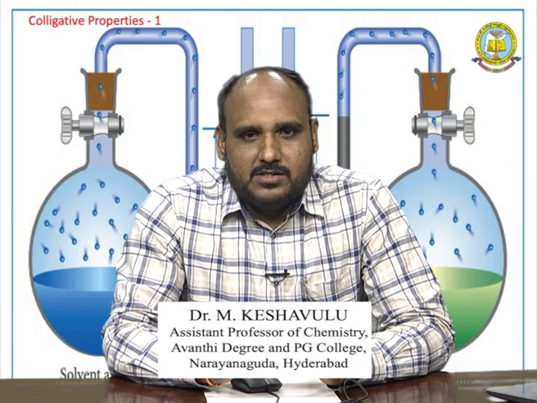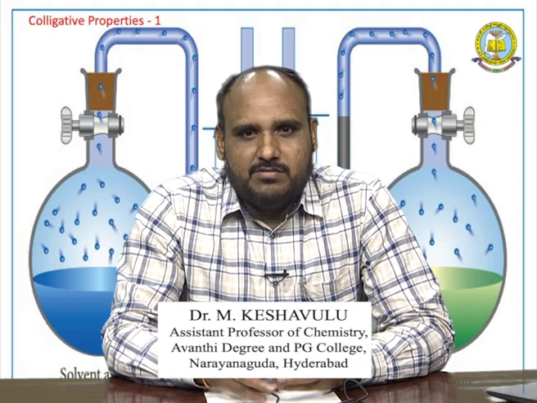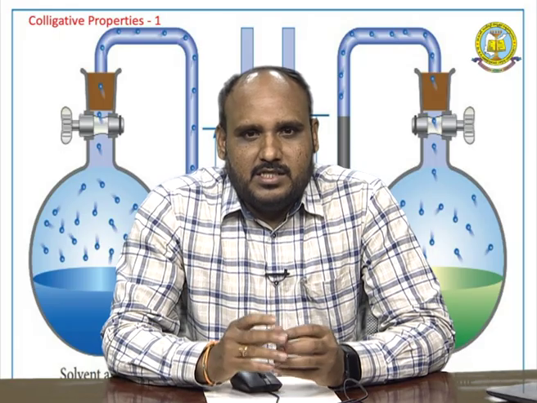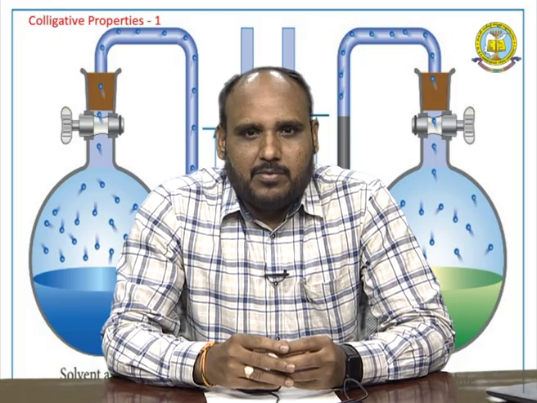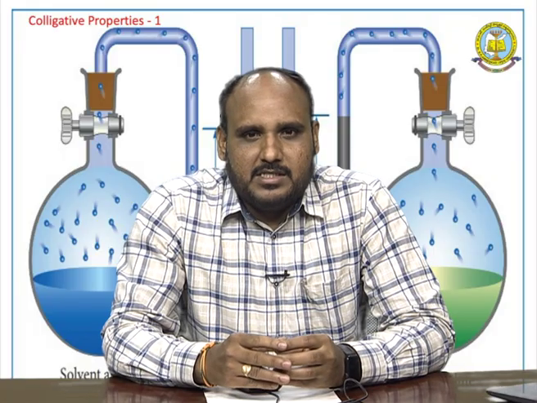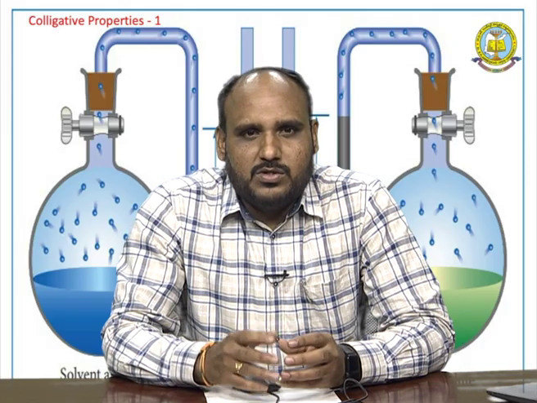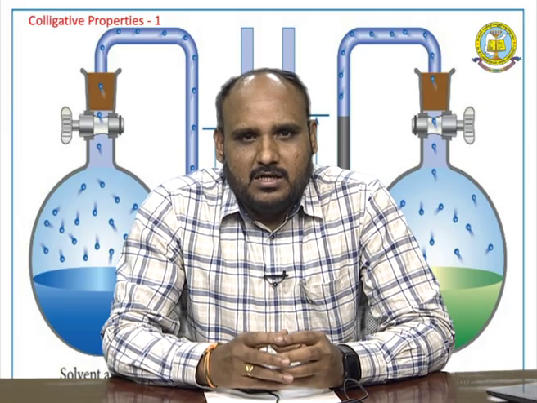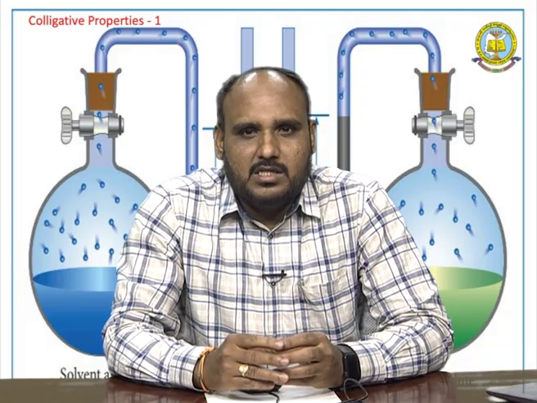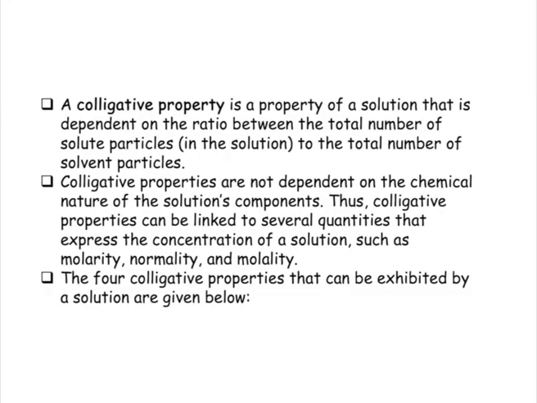When a solute is added to the solvent, it forms a solution. What properties does that solution have? One of the properties is the vapor pressure. With the help of vapor pressure, we are going to discuss the colligative properties of liquid solutions. A colligative property is a property of a solution that depends on the ratio between the total number of solute particles and the total number of solvent particles.